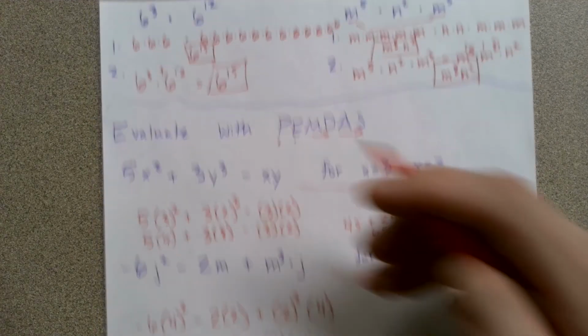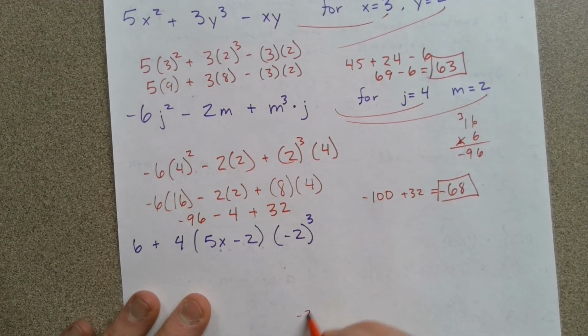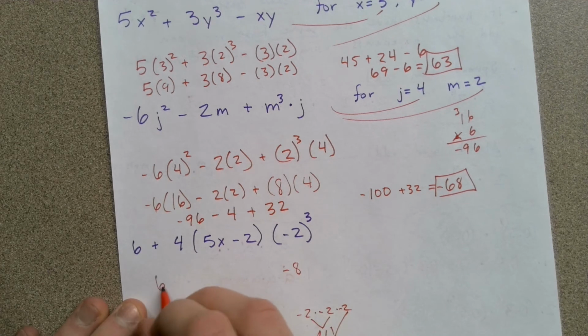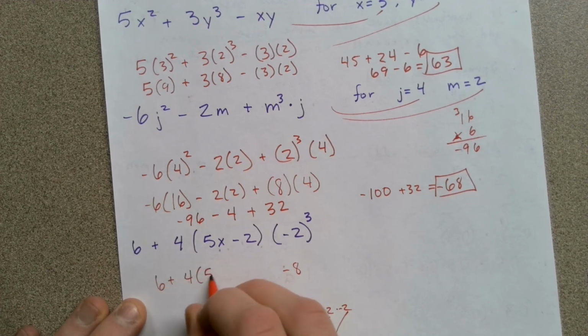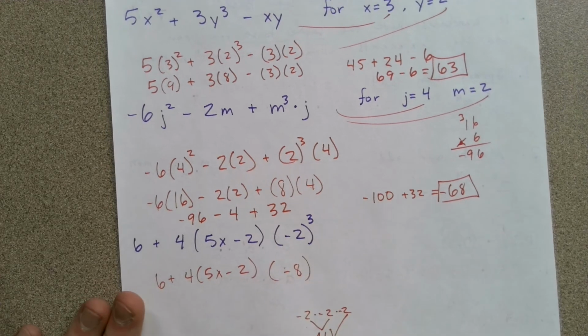Next up, we got exponents. Okay, I got one right here. Negative 2 to the third. That's going to be negative 2 times negative 2 times negative 2. Negative 2 times negative 2 is 4 times another negative 2 is going to get us to negative 8. Okay, we got negative 8 on the end here. So now we got 6 plus 4, 5x minus 2 times negative 8.